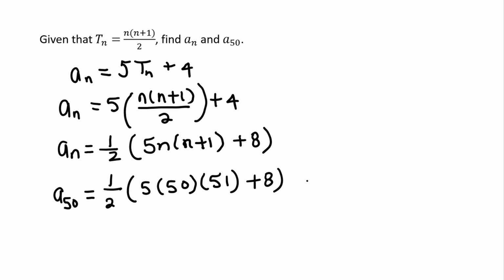So a sub 50 is 6,379. Let's do this again.